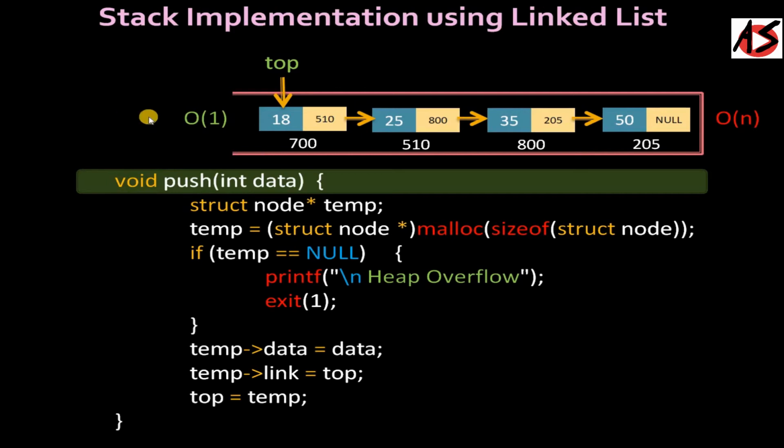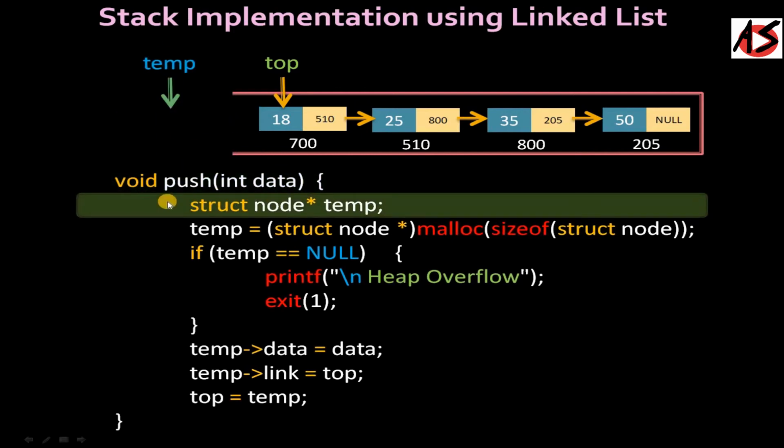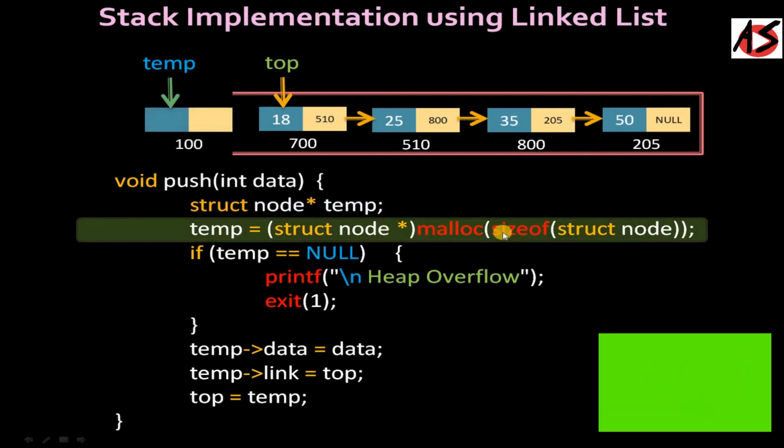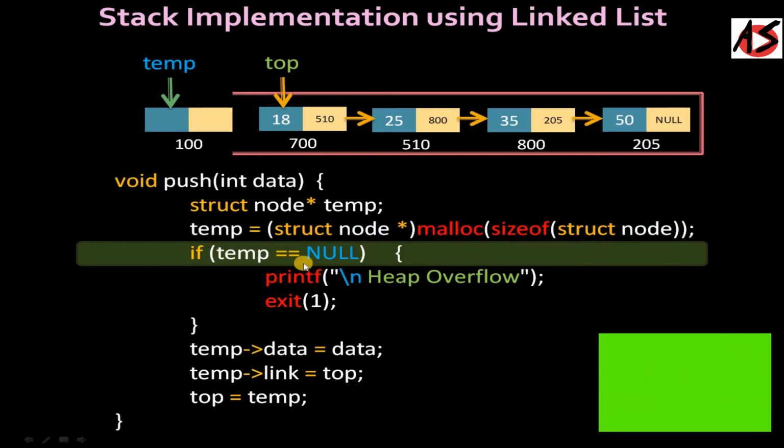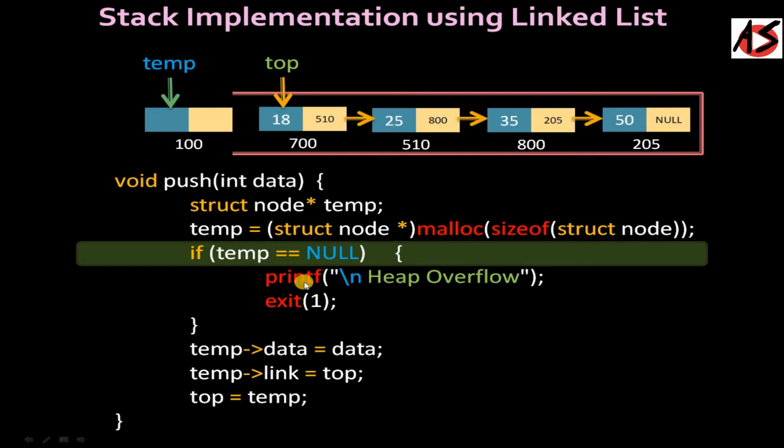When you call this function, you make one pointer, that is temp here, and then you allocate the memory using the malloc function. Now you check if temp is equal to null, then we print heap overflow. When your entire memory heap is filled by all the nodes, then you will get this message.